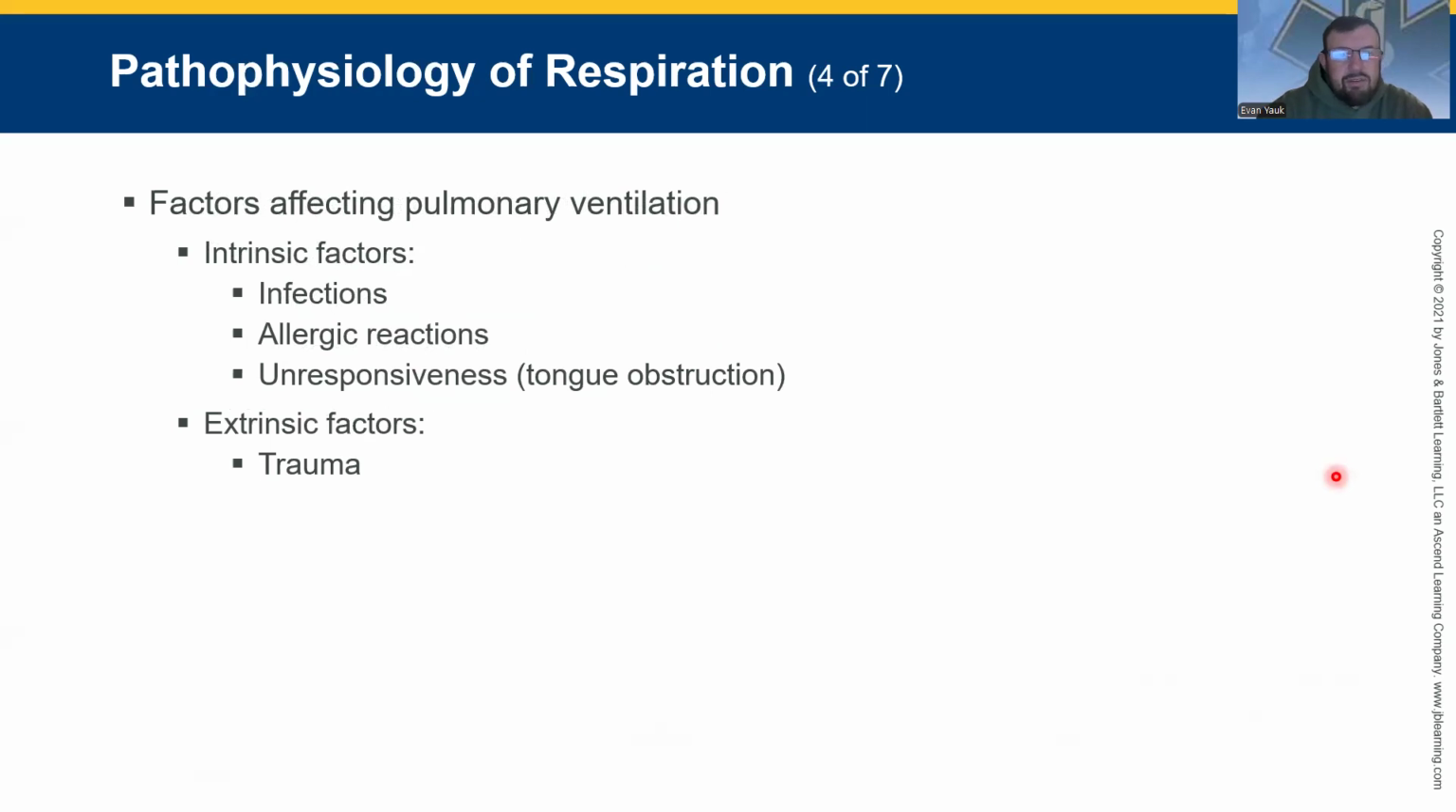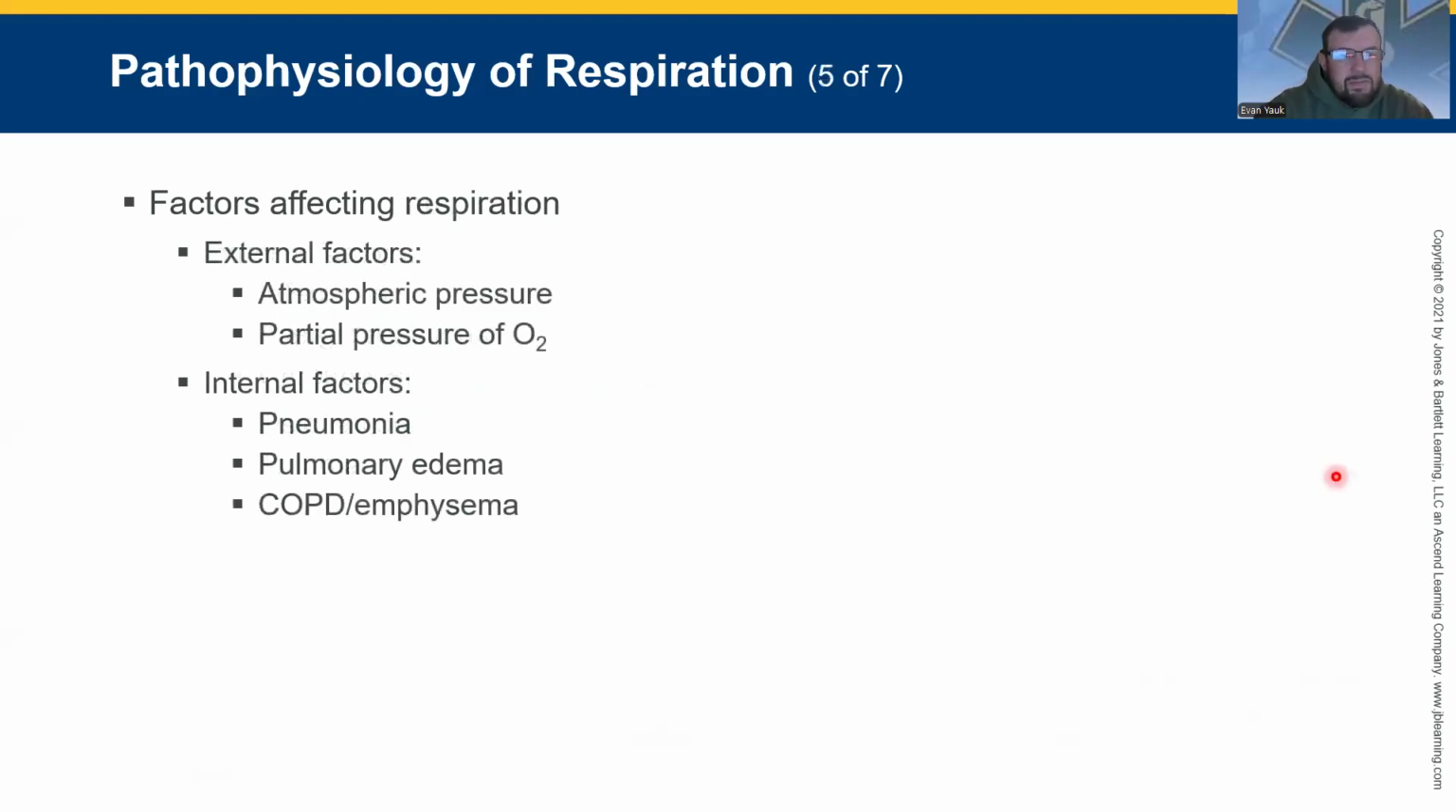Factors affecting pulmonary ventilation: infections, allergic reactions, unresponsiveness like a tongue obstruction, things like trauma. Some of the external factors are atmospheric pressure and partial pressure of O2. So this could be elevation changes. This could be diving, like deep sea diving or whatever. This could be inside a confined space with low oxygen.